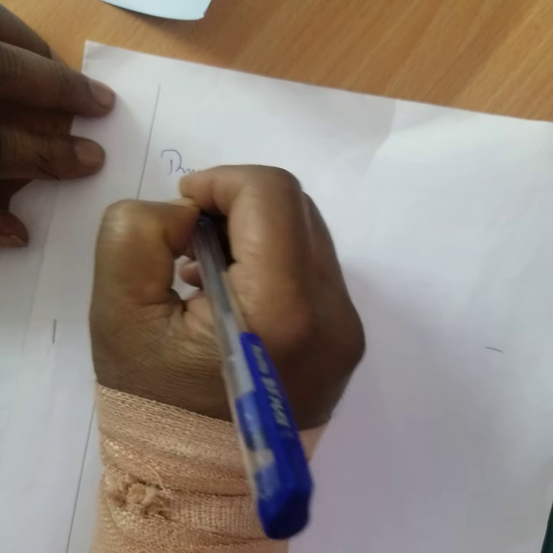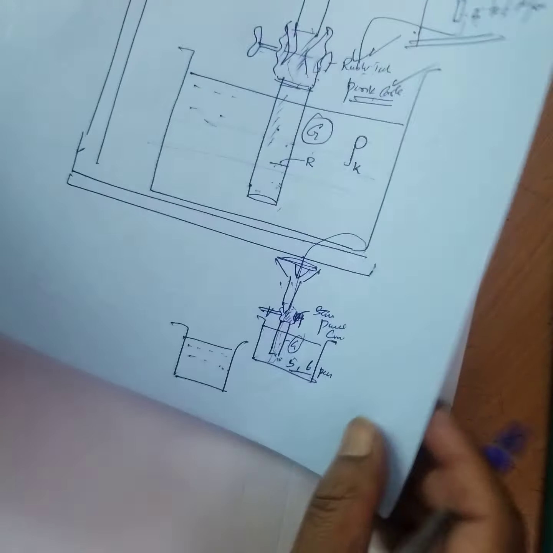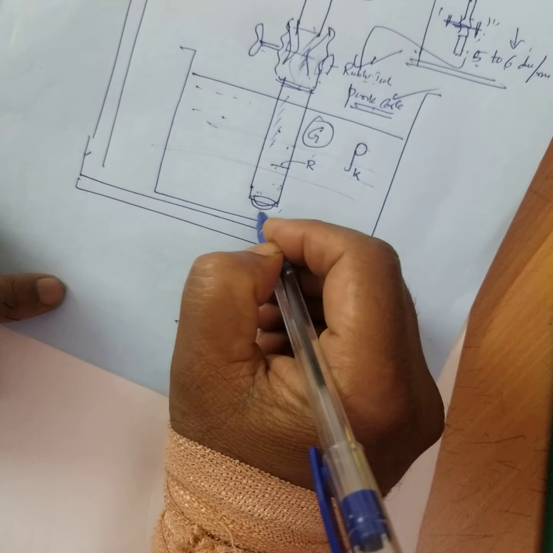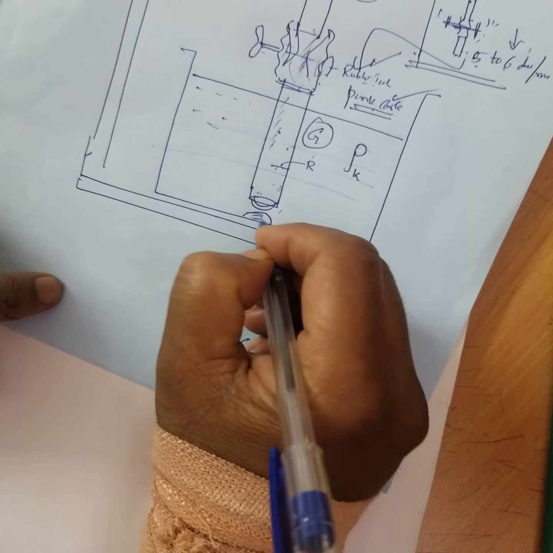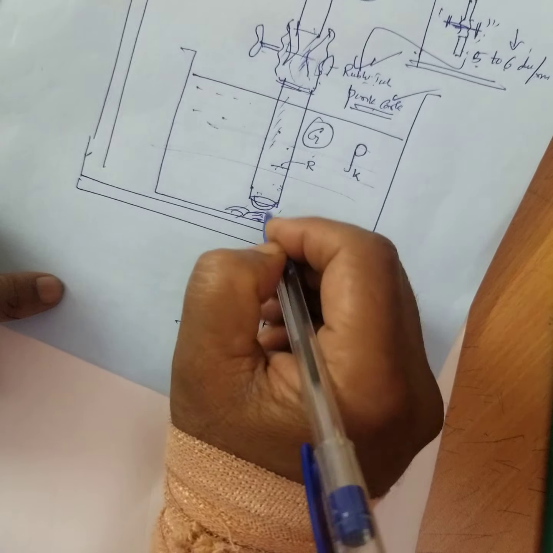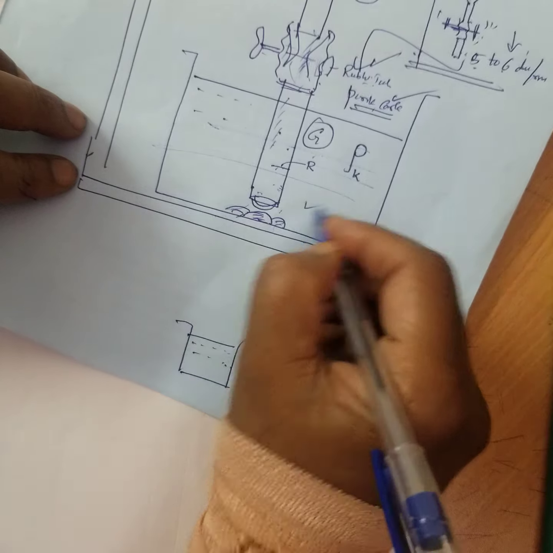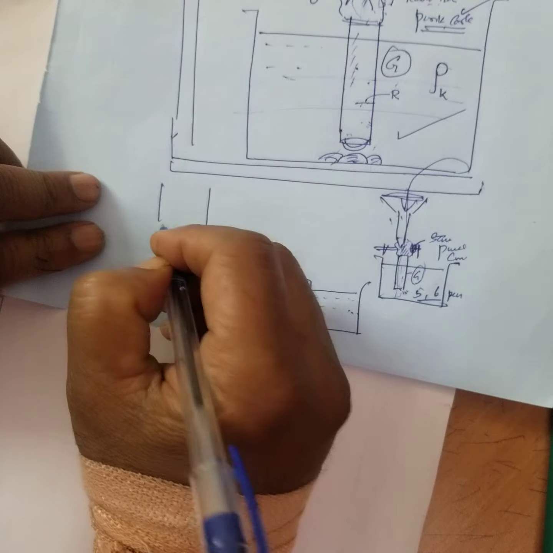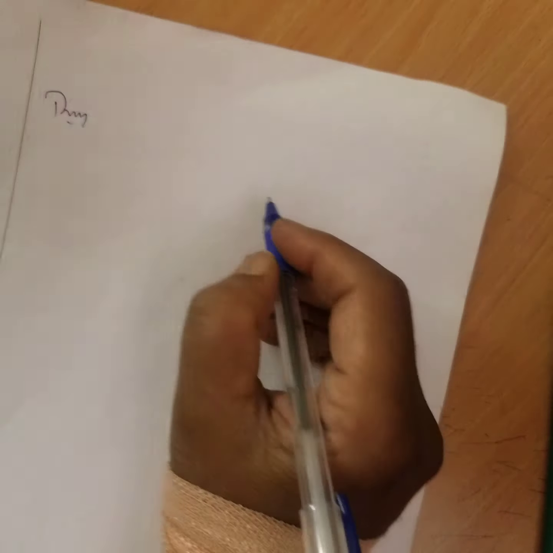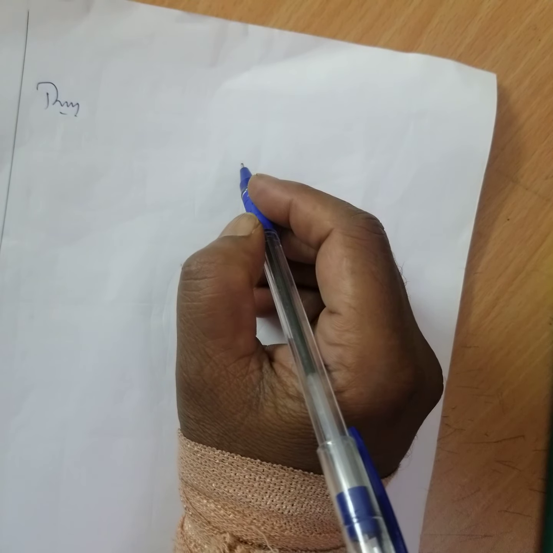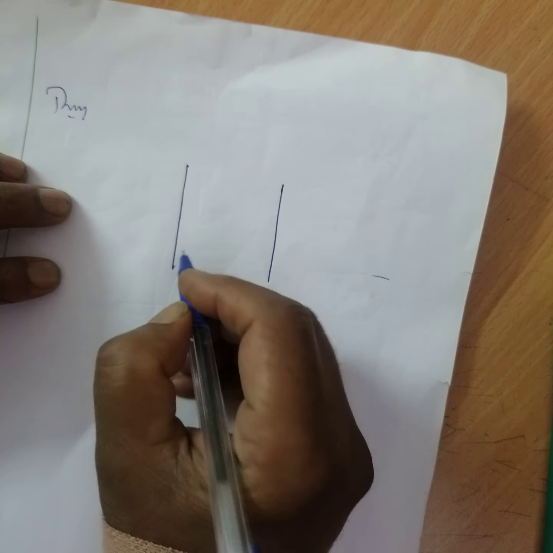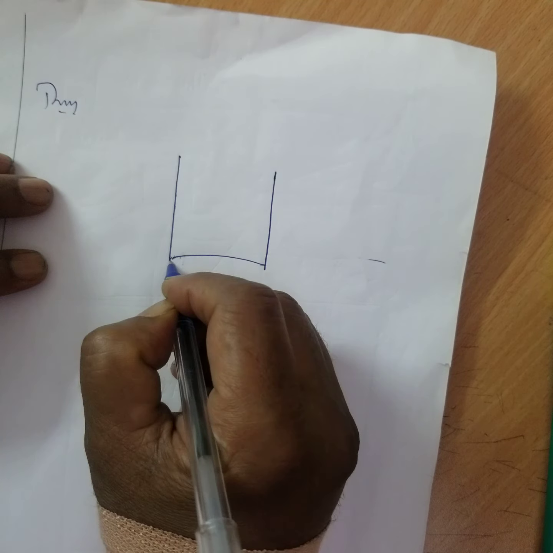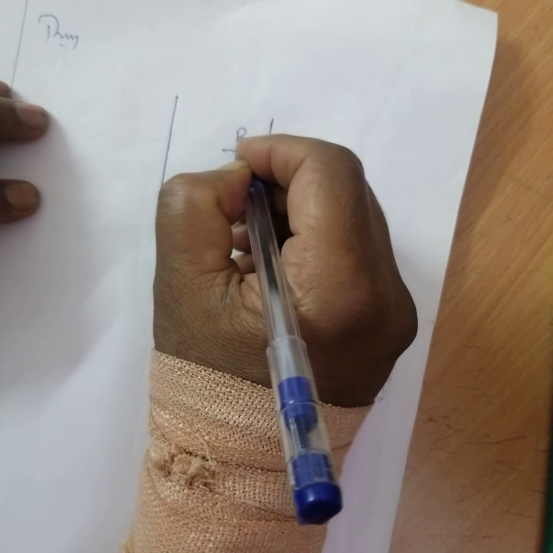Now the second part is the theory. What is actually happening? The water is falling here. One drop will fall here, another drop like that, and a lot of drops will be collected here. There is a separate experiment you are going to do in the lab. Now I am taking this portion, where R is the radius.